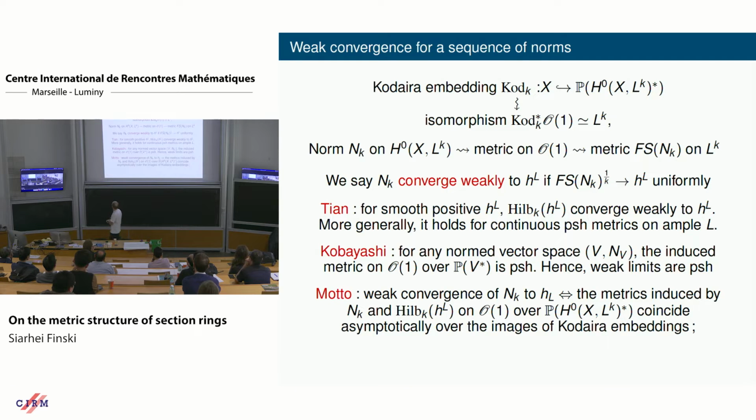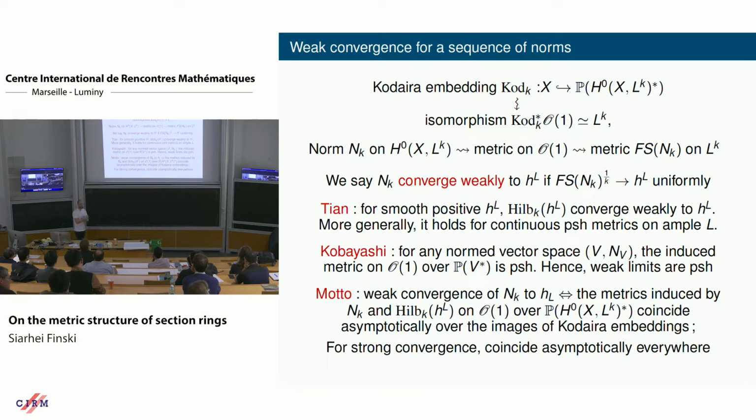And the motto to take away from this definition of weak convergence is as follows. To understand this motto, implicitly I'm using the theorem of Tian. It says that if I'm considering a sequence of norms, then this sequence of norms will coincide asymptotically with the Hilb norms over the image of the Kodaira embedding inside the projective space. Okay? And strong convergence means that asymptotically those two norms will coincide everywhere over the projective space. So from this motto, we see already that weak convergence is really a weaker notion compared to the strong convergence.